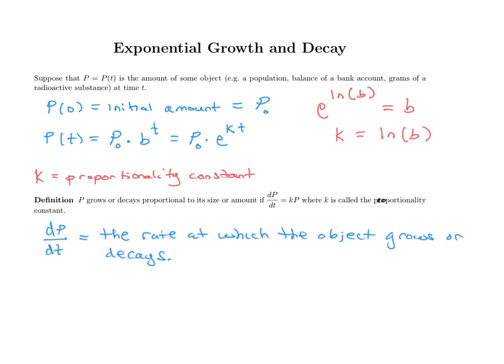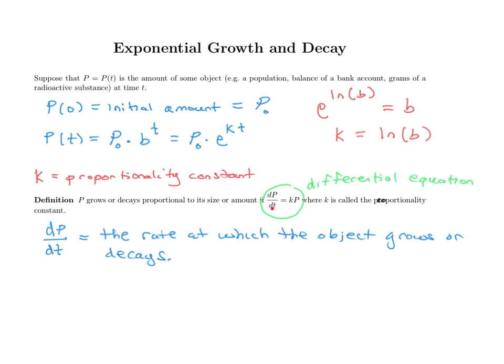Now this brings us to a very important definition. We say P grows or decays proportional to its size or amount if dP/dt is equal to k times P, where k is this proportionality constant. We call this equation here a differential equation, because it's an equation that contains a derivative. So if something is growing or decaying proportional to its size, it means it must satisfy this equation here. And this is equivalent to exponential growth or decay.